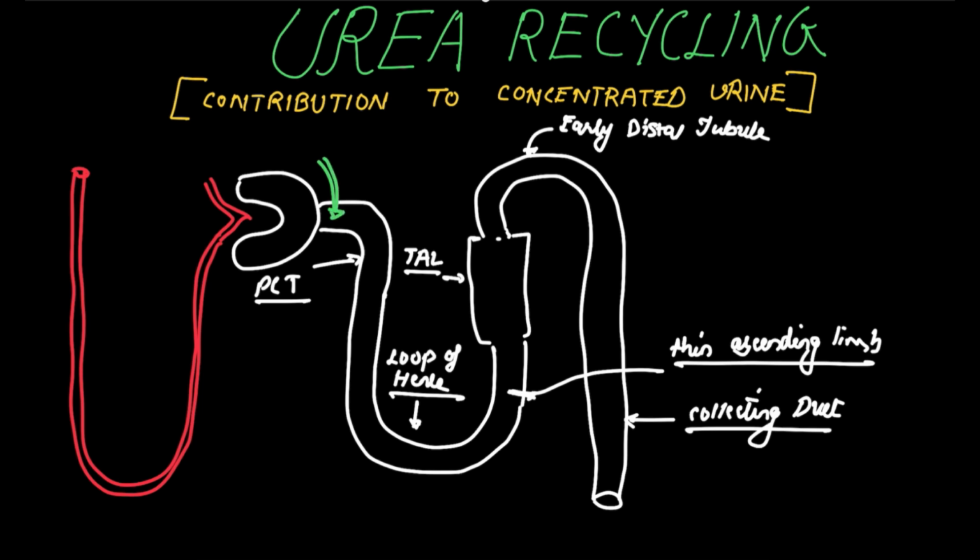Now when urea is filtered, 100% is there in the initial part of the proximal tubule. But the proximal tubule will reabsorb 50% of the filtered urea. It is called reabsorbed because absorption occurs in the intestine; when it is filtered by the nephron and then taken back in the tubules, it is reabsorbed.